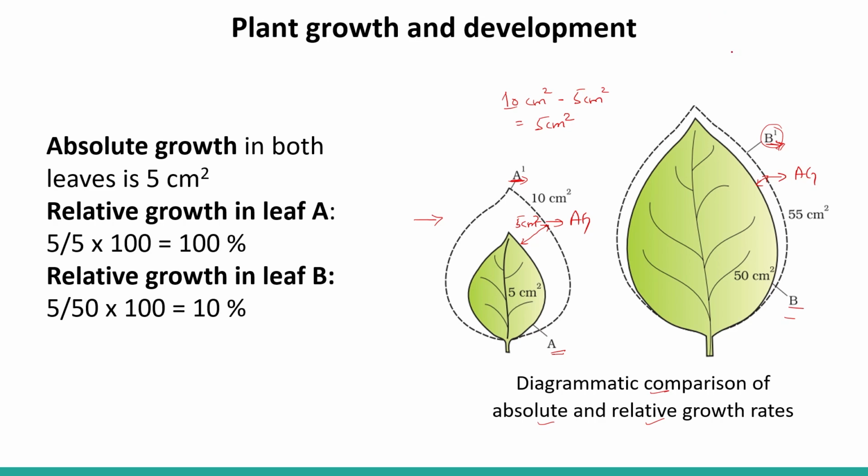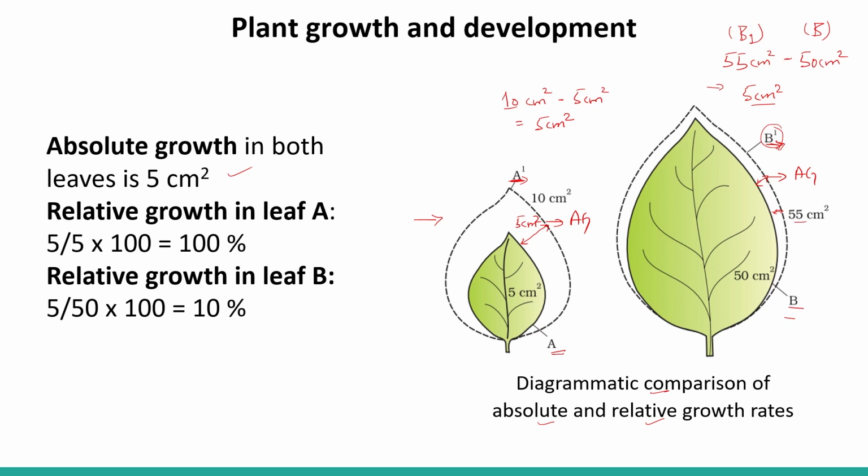Here again, initially, the final length of leaf B was 55, minus 50. So what is the absolute growth rate here? Again, 5 centimeter square. From 50 there was an increase of 5 centimeter square, and the final value is 55 centimeter square. So this is absolute growth. So absolute growth is the same in both the leaves.